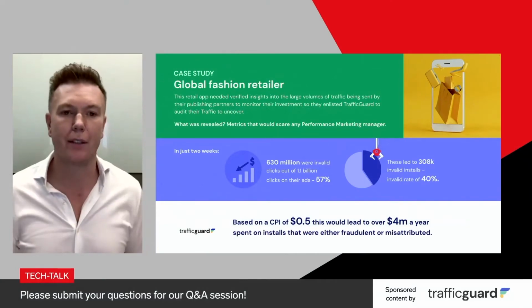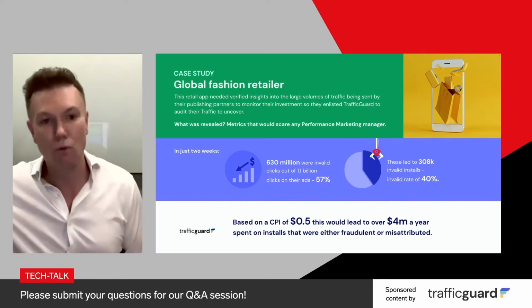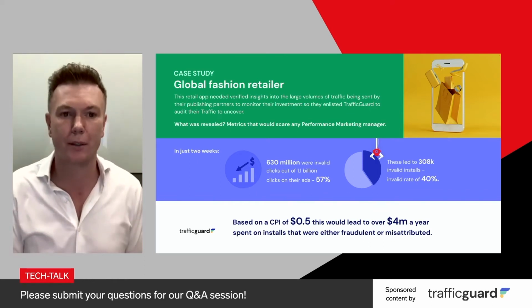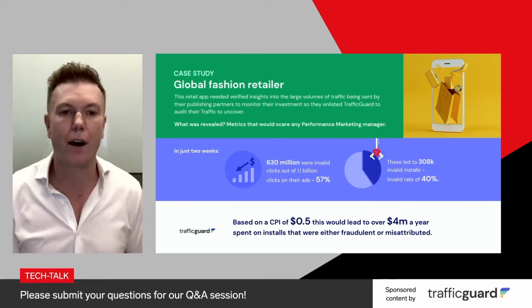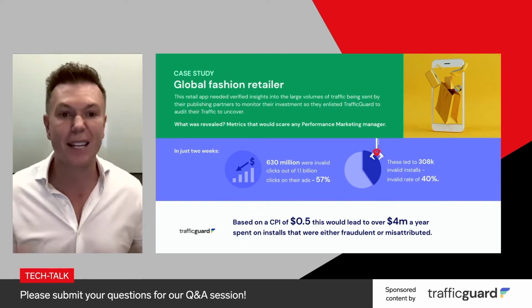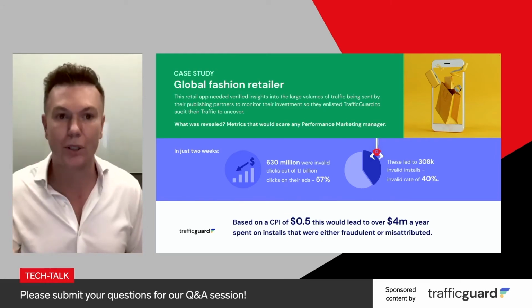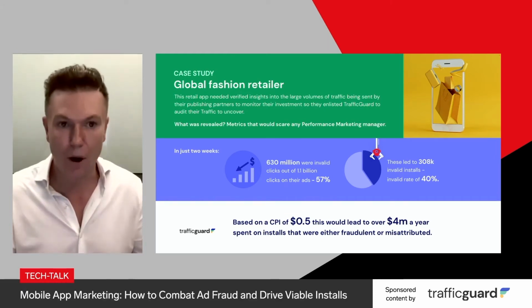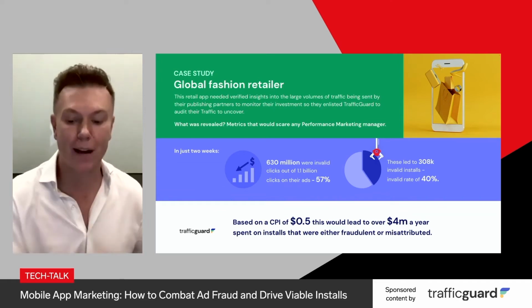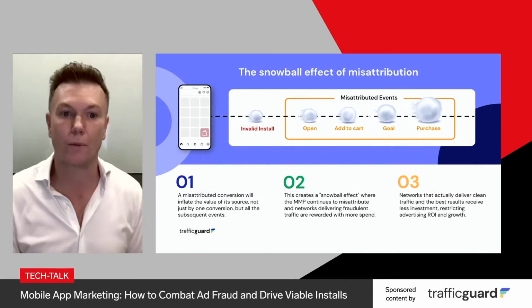Now that TrafficGuard is in place with full funnel detection and prevention of those clicks reaching the mobile app in the first place, based on a CPI of 0.5, we estimate that we have saved this marketer $4 million a year that would have been wrongly attributed. Now, most importantly, those marketing dollars can now be reinvested into valid traffic and valid users to then grow.